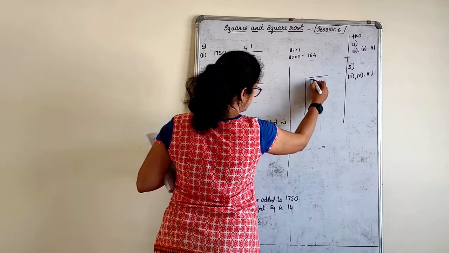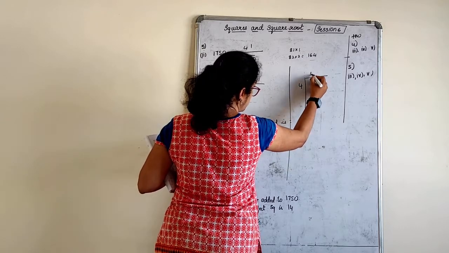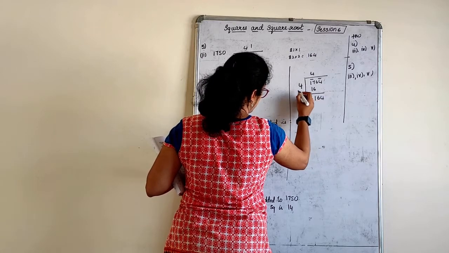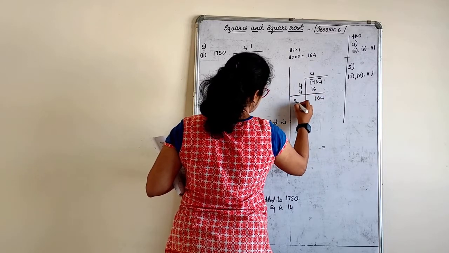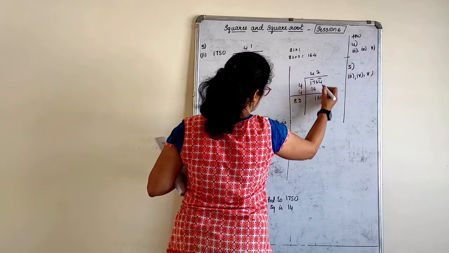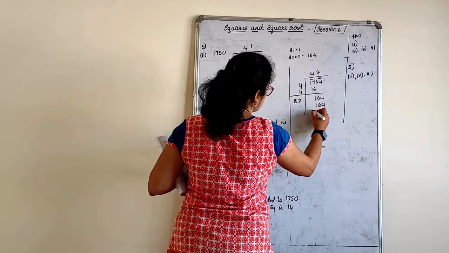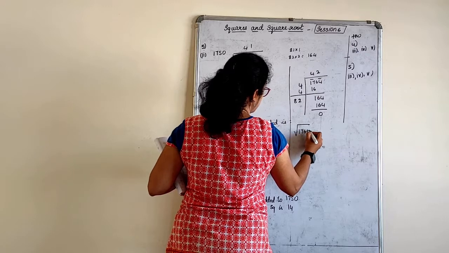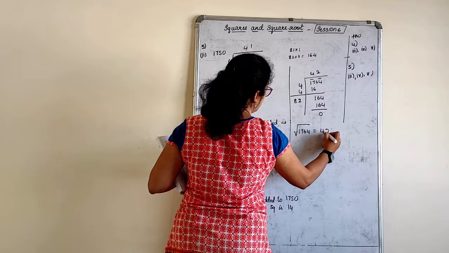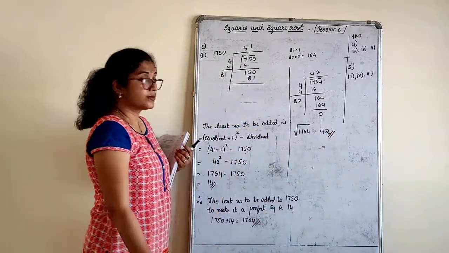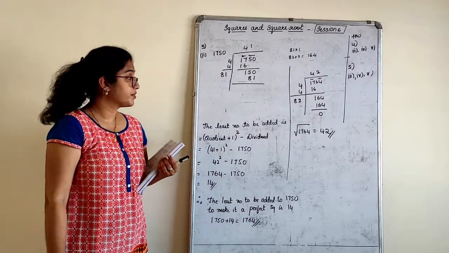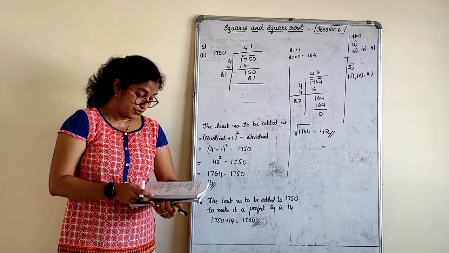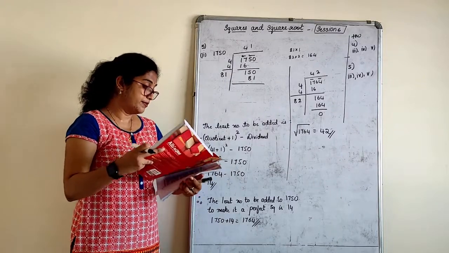So pair it. 4 4s are 16. 1 remainder, 64. 4 plus 4 is 8. 82 2s are 164. 0. Square root of 1764 is equal to 42. This is how you do the sum. Quickly, I have given the homework part also. We'll move to the next one.